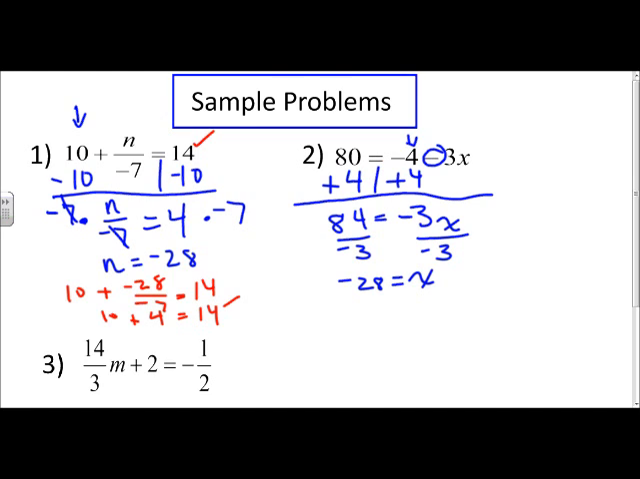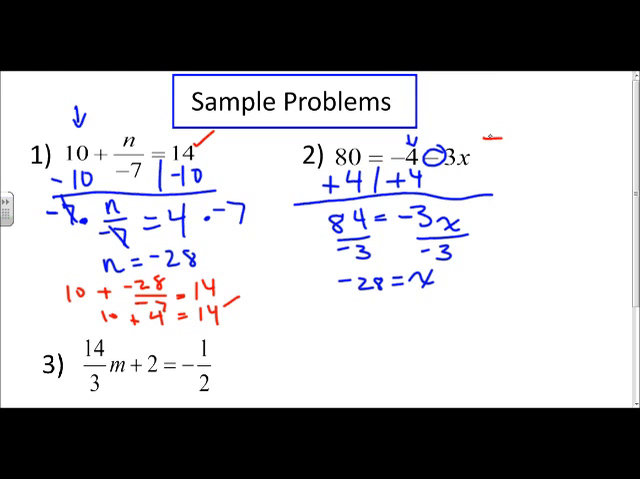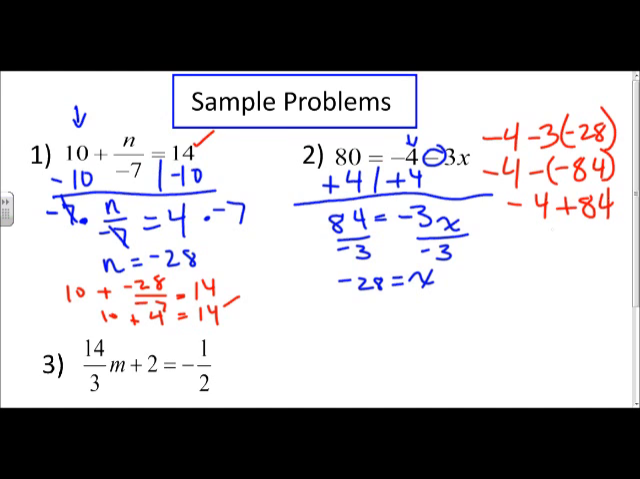Okay, let's check our work for this one. I am going to substitute my answer, negative 28, for x. So I have negative 4 minus 3 times negative 28. 3 times negative 28 is negative 84. So I have negative 4 minus a negative 84, which is really negative 4 plus 84, which is equal to 80. So that checks out.